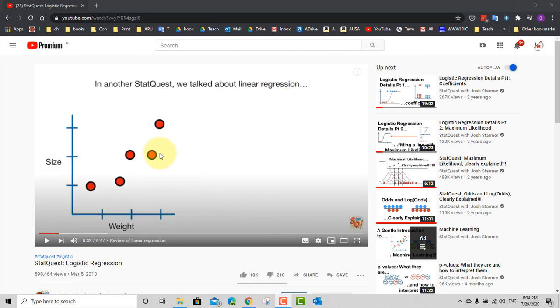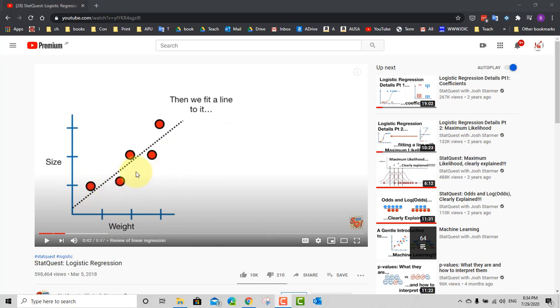Now, if you remember, we did talk about regression, and here's an example of where we might use regular regression. We have two numeric variables, weight and size, and then we try to fit a line that will model the relationship between weight and size. What we mean by model it, of course, is that if we put in a particular weight, we will predict a certain size. So we did this before. And this was an example of when we're working with two numeric inputs.